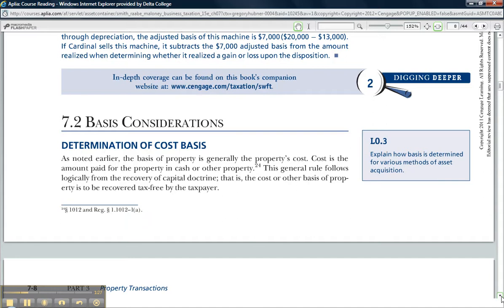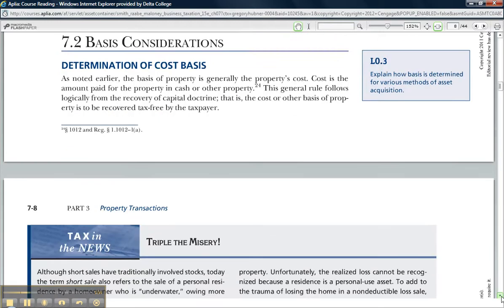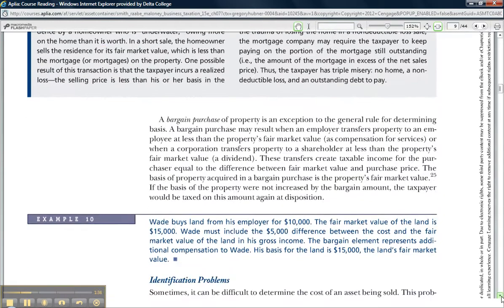It's just that there are other issues that arise when you're talking about basis that you have to be able to deal with. This section right here talks about what if you have a bargain purchase. So you're getting an asset for way below its fair market value. In that case, the government is going to infer that you place a basis on that asset equal to fair market value, and not simply the amount of the bargain purchase.